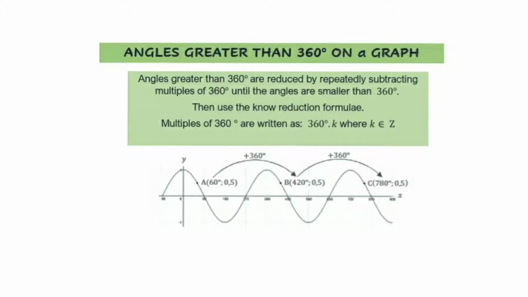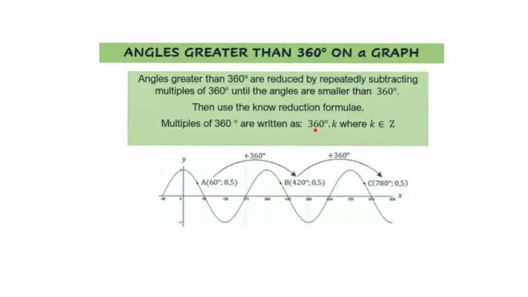Okay, so just remember this when we're working with angles. So if you have to find the ratio of cos 780, you might as well take the ratio of cos 60. Why? Because they're exactly the same if you look at the graph. So if you get a large angle from now on, larger than 360 degrees, you can just subtract multiples of 360.